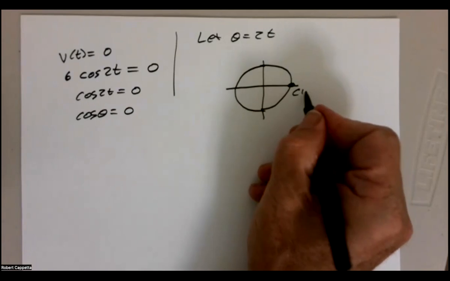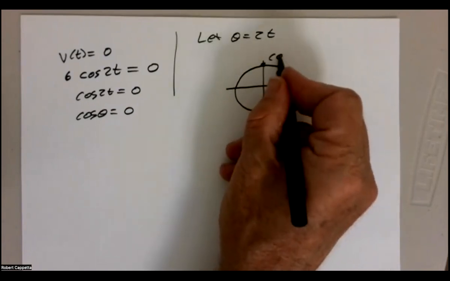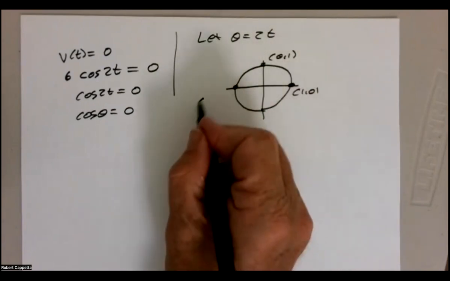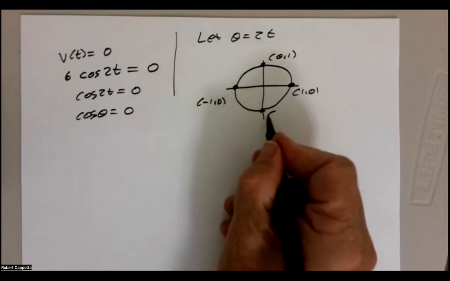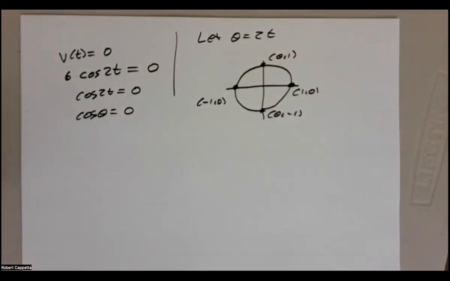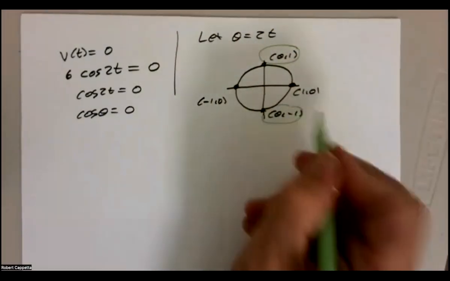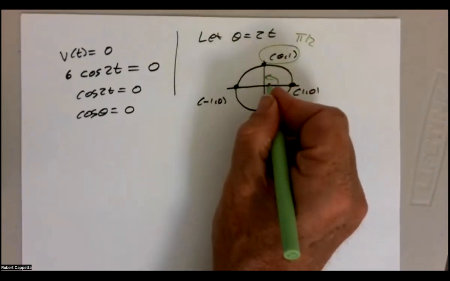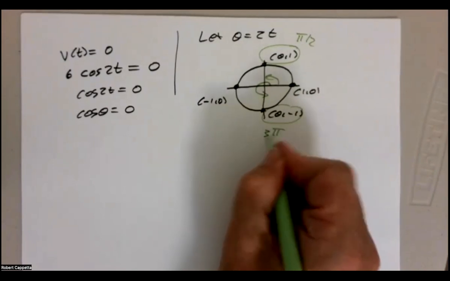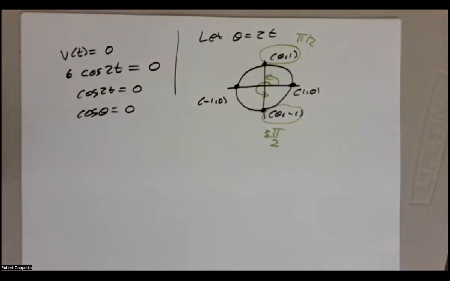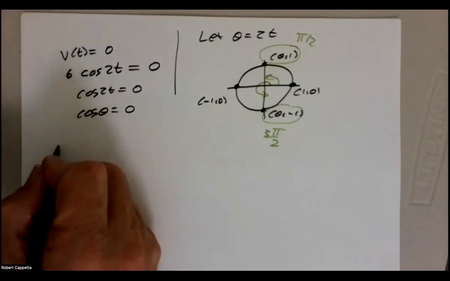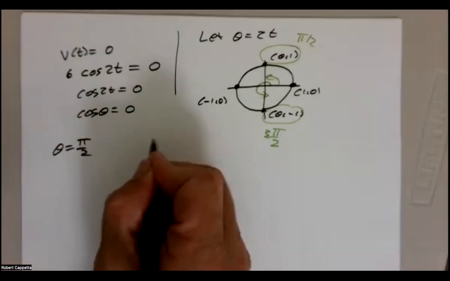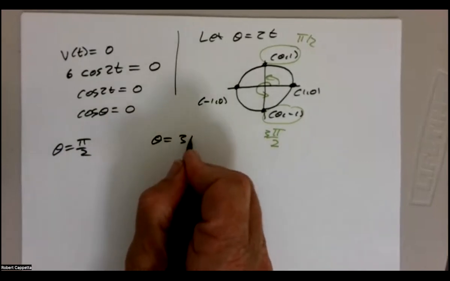So notice this is the point (1, 0). This is the point (0, 1). This is the point (-1, 0). This is the point (0, -1). When are the x values 0? Here and here. What is this? 90 degrees or pi over 2. And 270 degrees or 3 pi over 2. So what I will say is theta is pi over 2 or theta is 3 pi over 2.